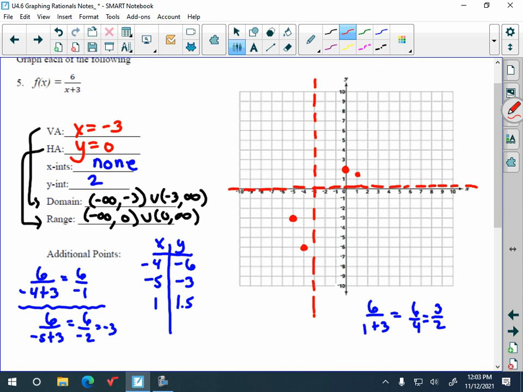Just take and draw your curves in the quadrants. Run them next to your asymptotes, but through your points. All right, so it looks something like this. So our curves are never going to cross or touch our asymptotes. They're boundary lines. Okay, they just run next to them forever.